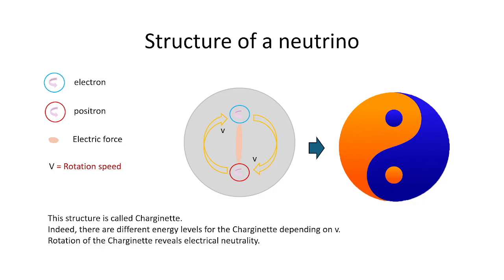Indeed, there are different energy levels for the charginate depending on V. V is the rotation speed. Rotation of the charginate reveals electrical neutrality, and a charginate is symbolized by a yin and yang symbol.